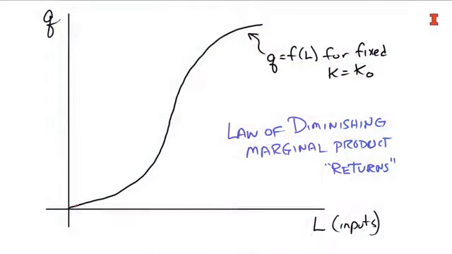Let's think about why this happens. Here, this part of the curve was a region where there's actually increasing marginal returns. It's quite common in a production function. Think about if you were building cars on an assembly line.